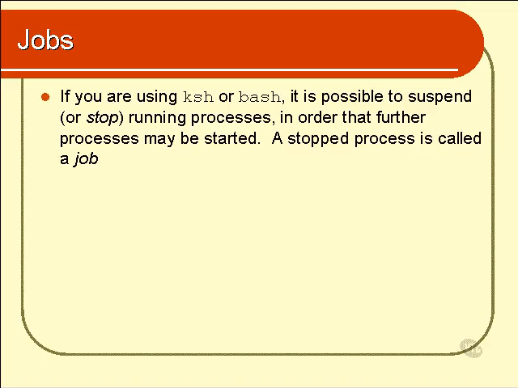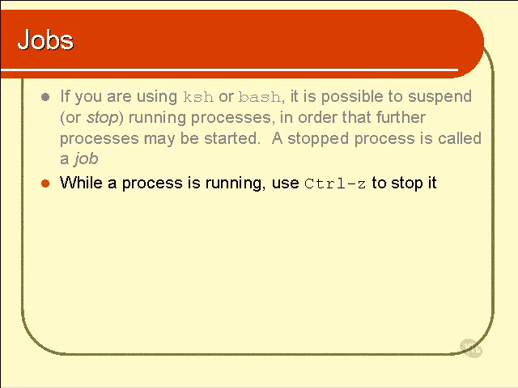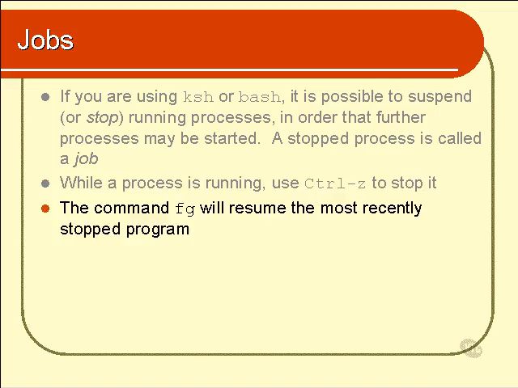To suspend or pause a process is to stop a process. That's the term that we use. A stopped process is known as a job. So it's involved in pausing and resuming a given process. To pause a process or to stop it, you use Ctrl-Z. Then, if you use fg, it will resume the most recently stopped program.